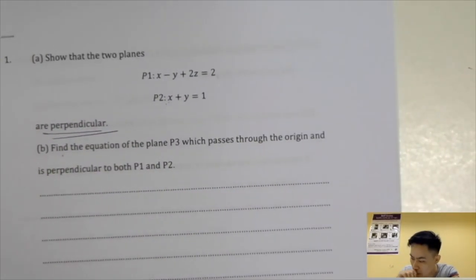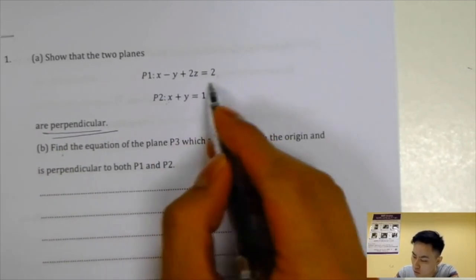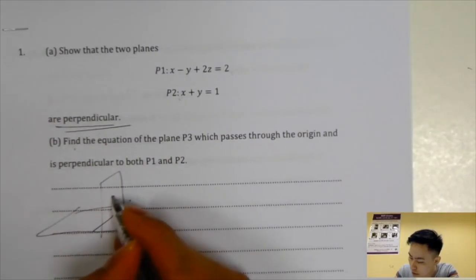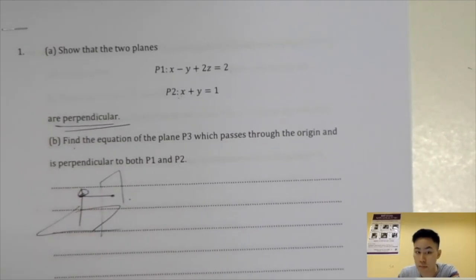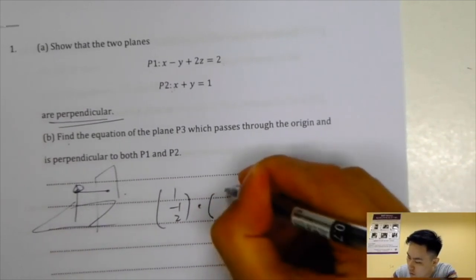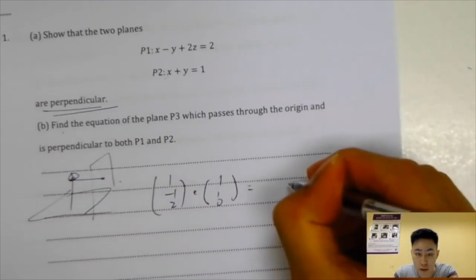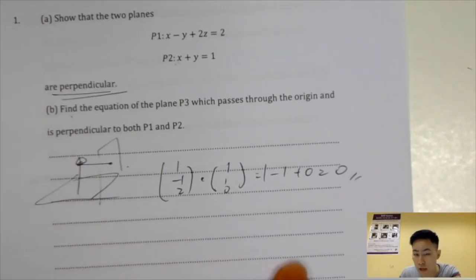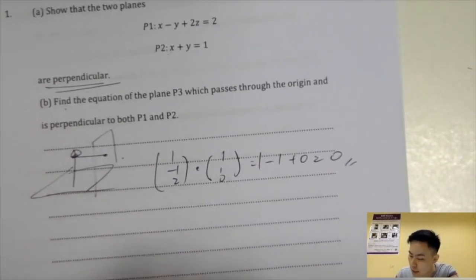So we just need to find the normal, yeah? If this plane and this plane are perpendicular, then the normals must also be perpendicular. So that's (1, -1, 2) dot (1, 1, 0). So what do you get? 1 minus 1 plus 0, so that's equal to 0. So A dot B equal to 0 means it is 90 degrees.